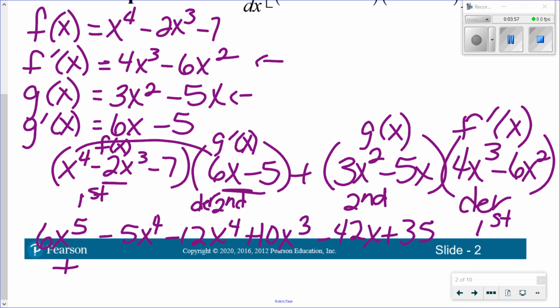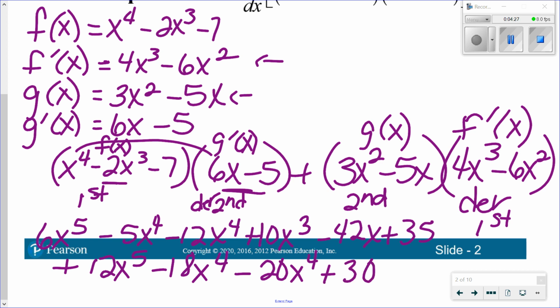plus, now I've got to go to the other side. So now I have 3x squared times 4x cubed, so that's going to be 12x to the fifth, minus 18x to the fourth, minus 20x to the fourth, plus 30x cubed.